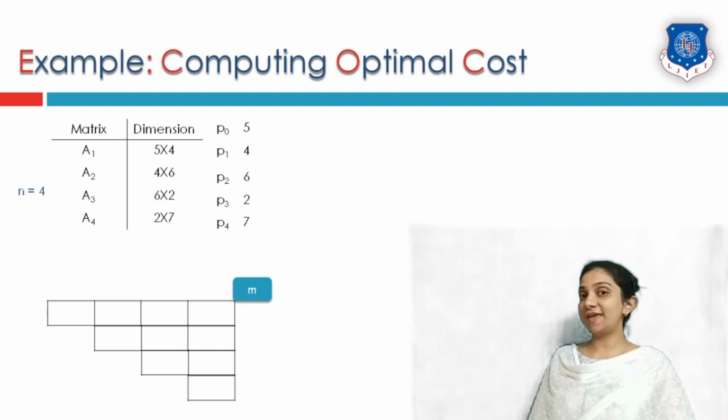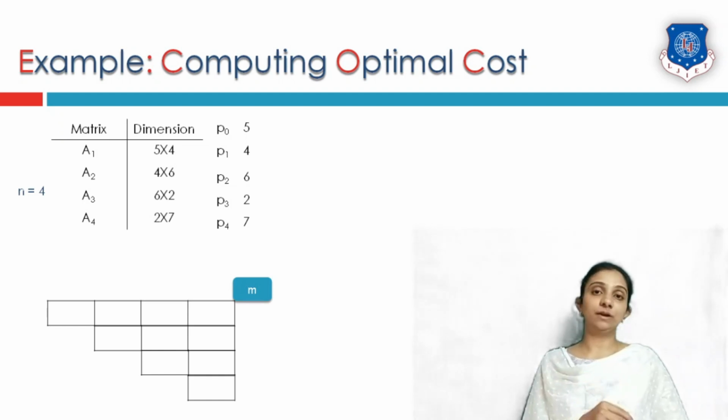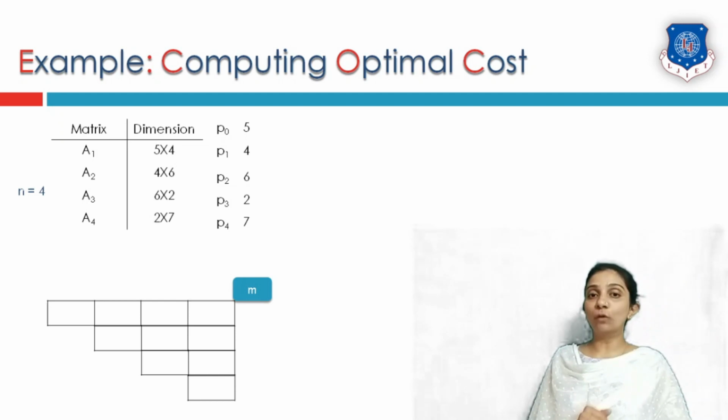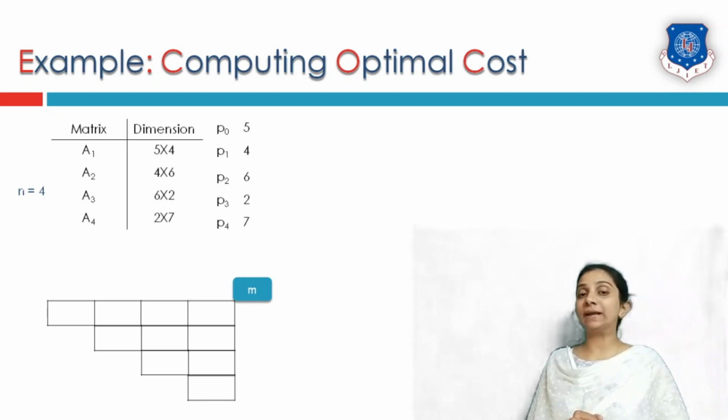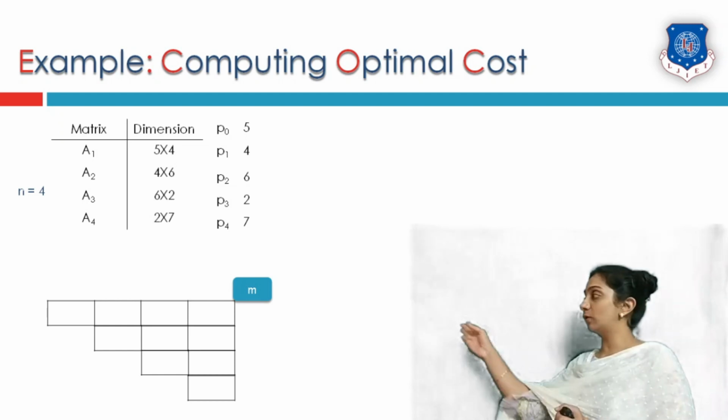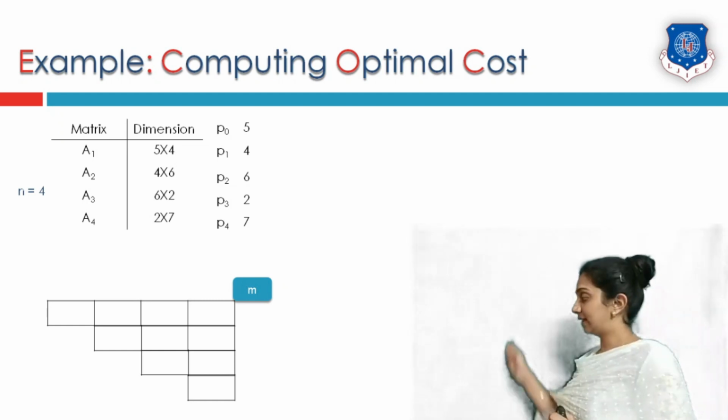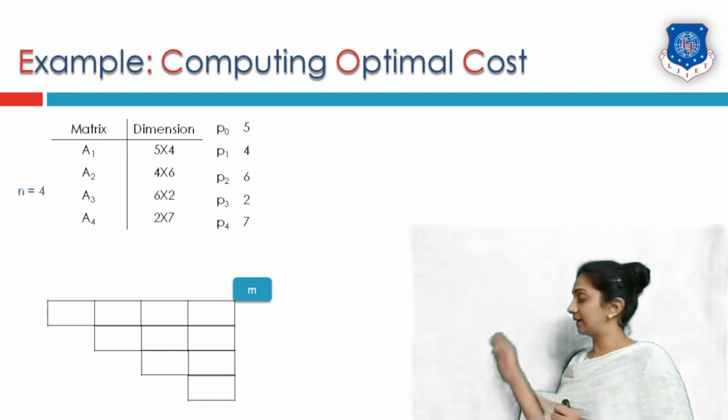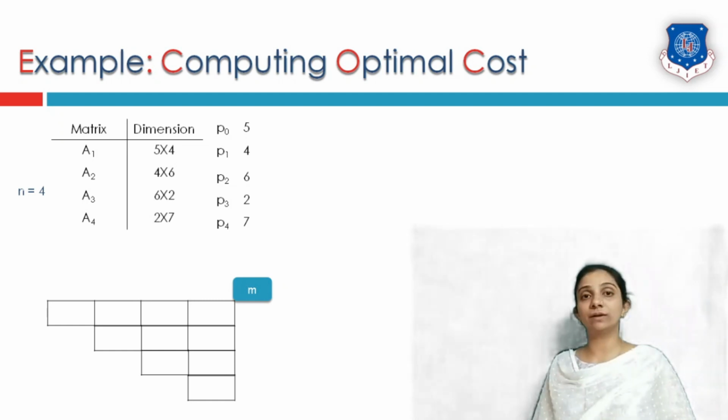Now as you can see, in my first row there are 4 columns. In my second row there are only 3 columns. In my fourth row there are only 2 columns and in the last row there is only 1 column. So if n is equal to 4, we will start preparing 4 columns in my first row. In the last row we will have only 1 column.